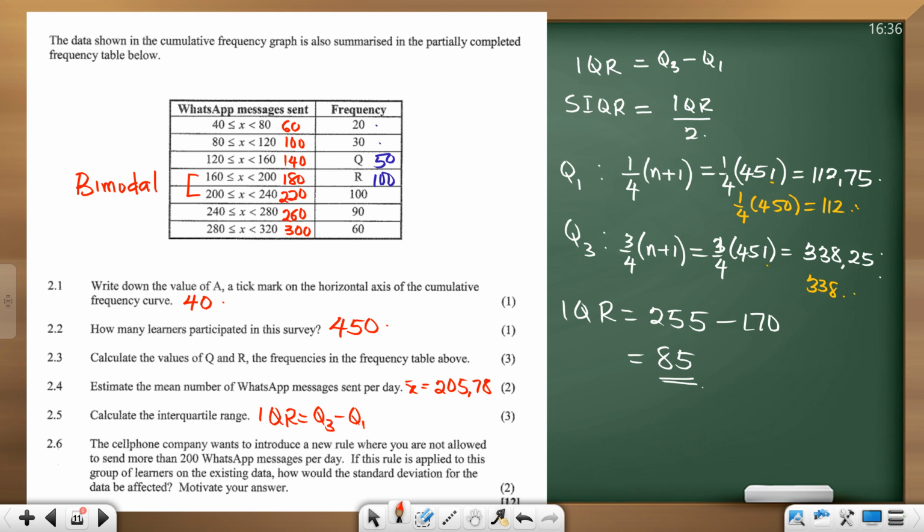Are we okay there? All right, let's answer this. The cell phone company has a new rule where you are not allowed to do what? Send more than 200 WhatsApp messages per day.